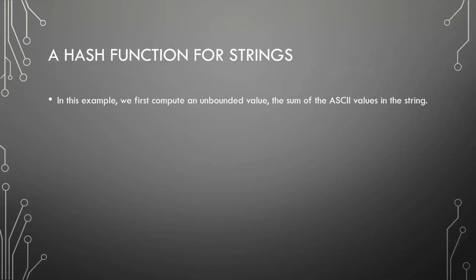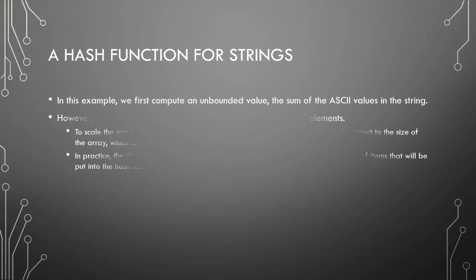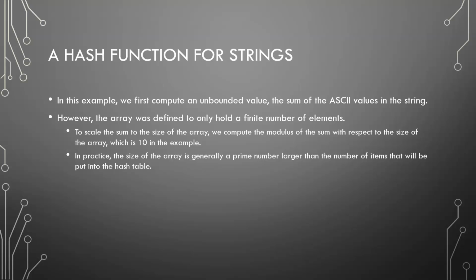In this example, we first compute an unbounded value, which was the sum of the ASCII values in the string. However, the array was defined to only hold a finite number of elements. Remember, it was 10 elements. So if I wanted to scale the sum to the size of the array, we compute the modulus of the sum with respect to the size of the array, which of course was 10. In practice, the size of the array is generally a prime number larger than the number of items that would be put into the hash table. So it's going to be a pretty large number if you have a big data set.